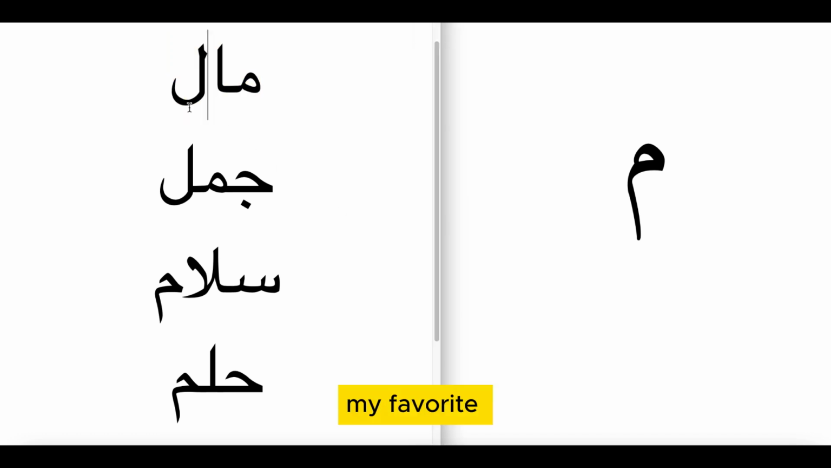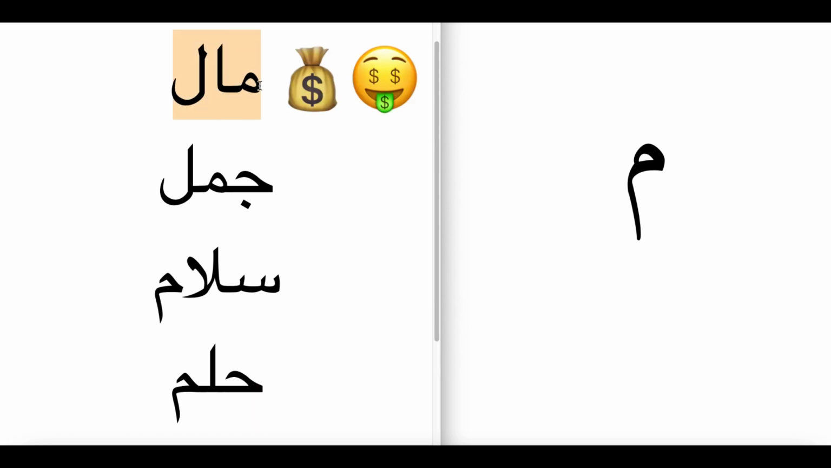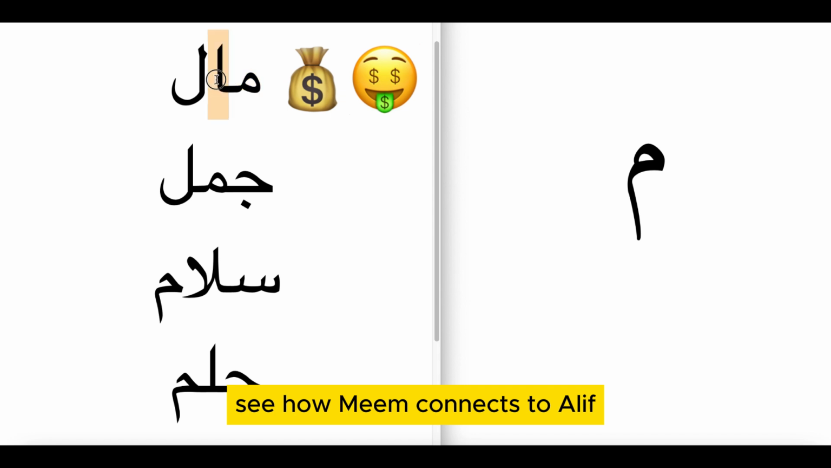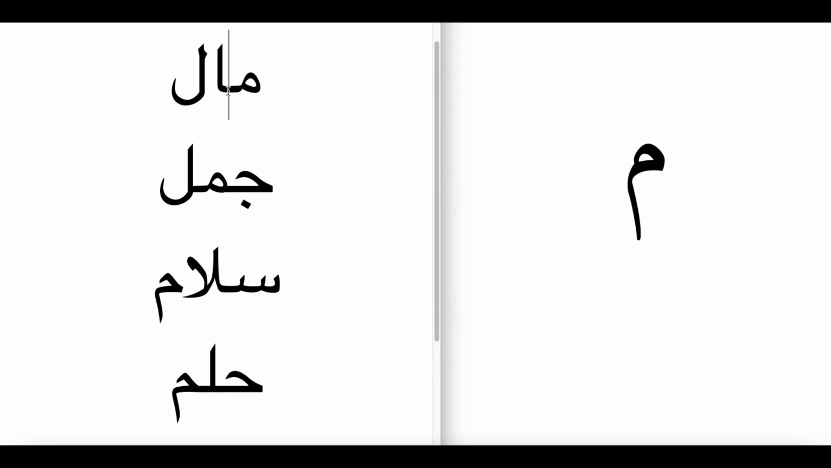Okay, let's see the examples. Mal, my favorite subject, probably everybody's favorite. Mal, which means money. See how Meem connects to Aleph? Meem at the beginning of the word here. The dangling arm connected to Aleph. You know, this is the usual for other letters with dangling arms.